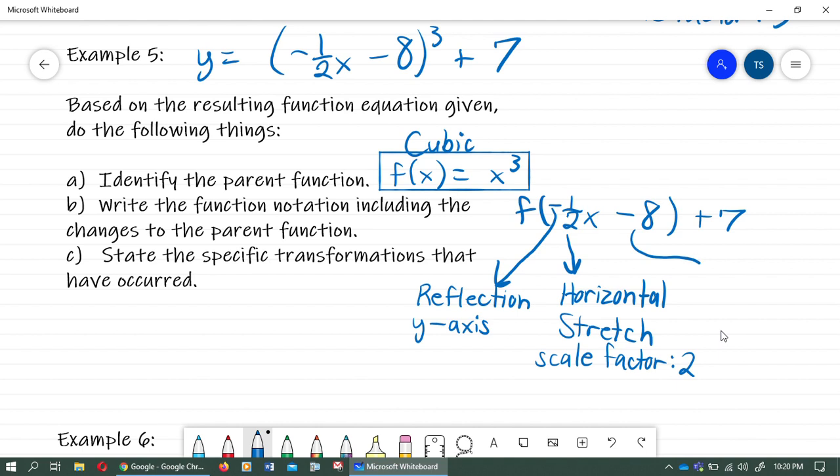And this -8 on the inside, again, that's going to be shifting it either left or right, and specifically, this is going to shift it to the right 8. Again, folks, these inside transformations sort of do the opposite of what you would expect. And this adding a number on the outside here, that could be up or down, but specifically because we're adding, this is going to be up 7 units. All right, that's this example.